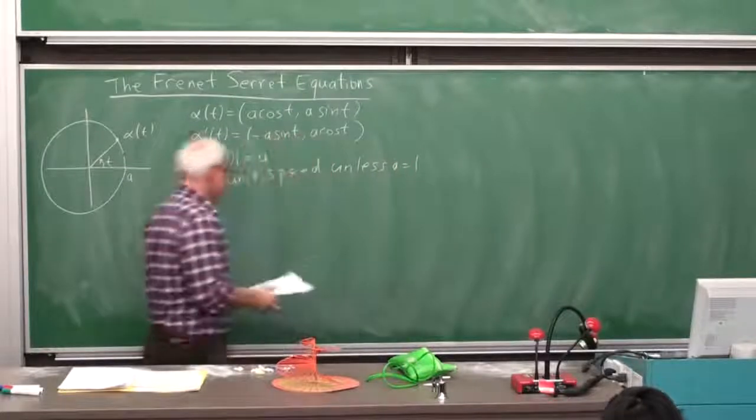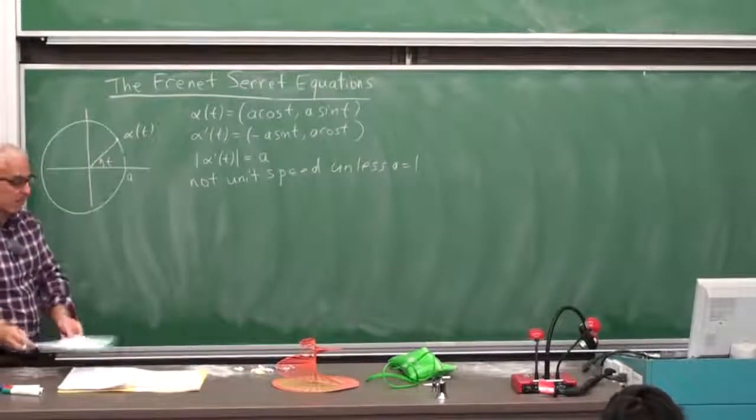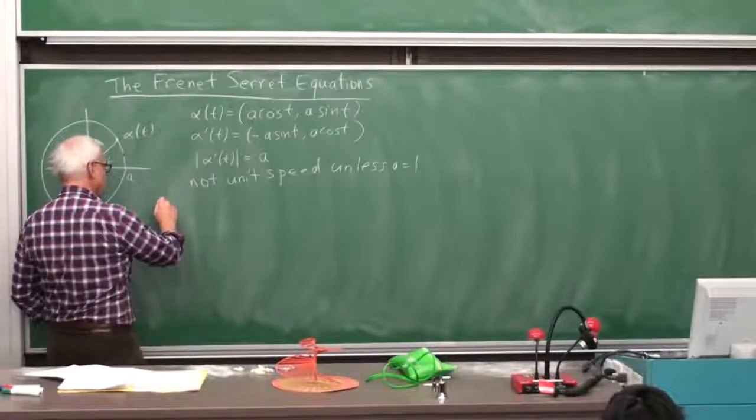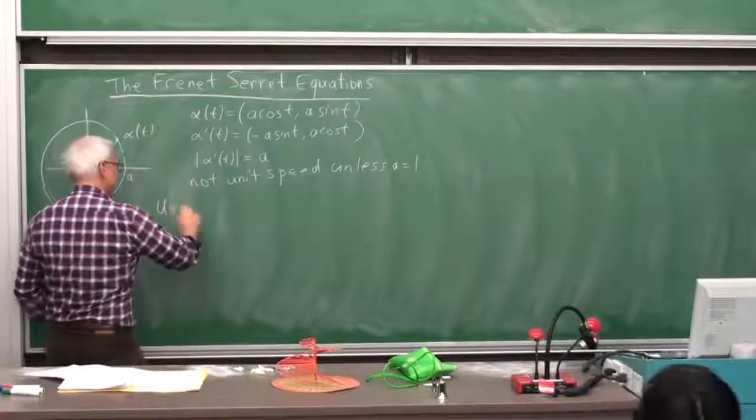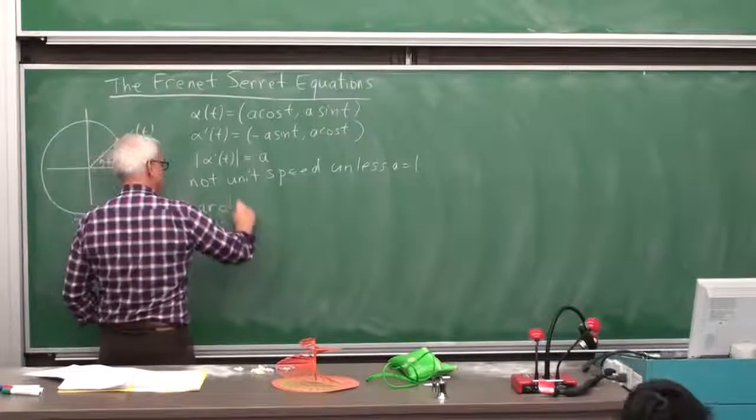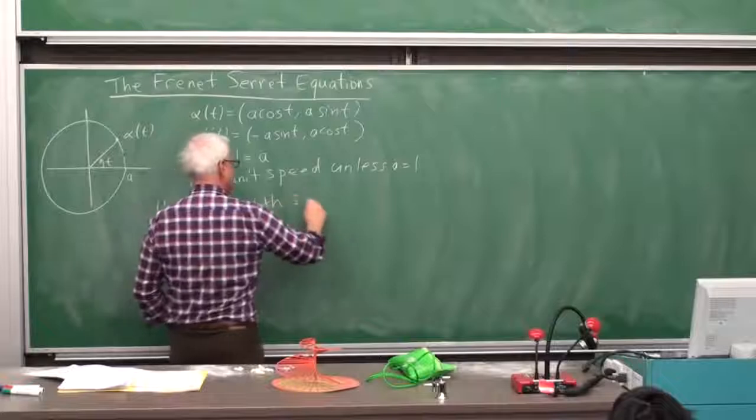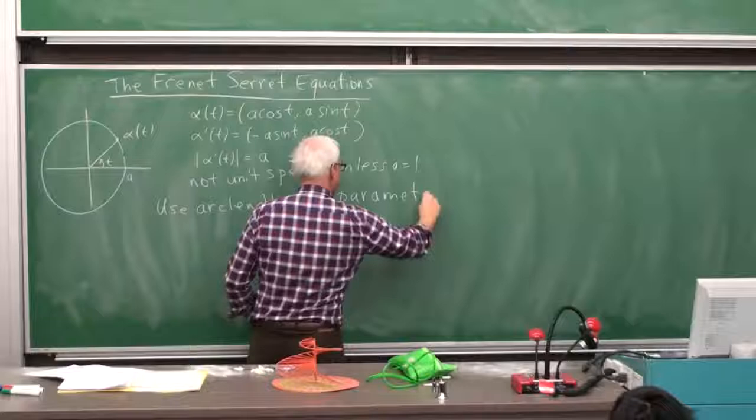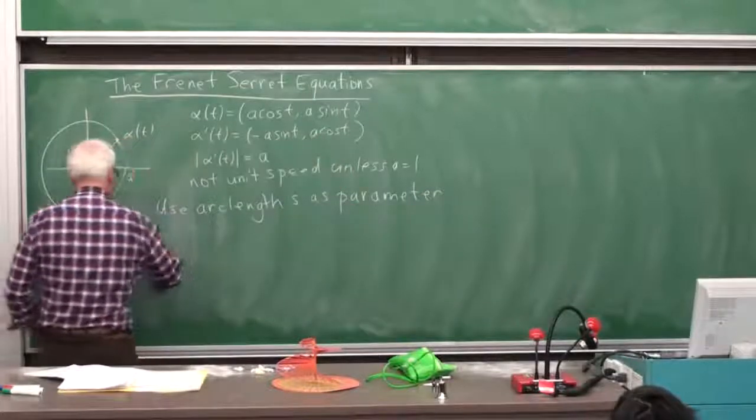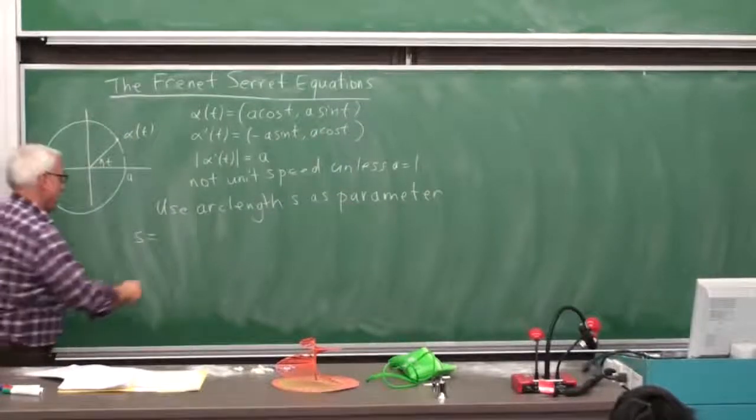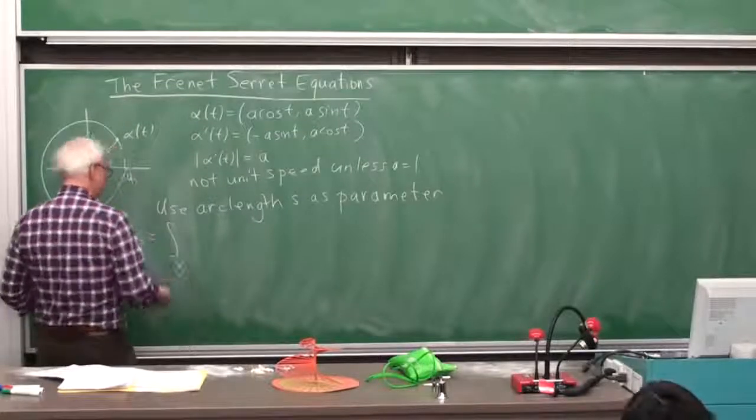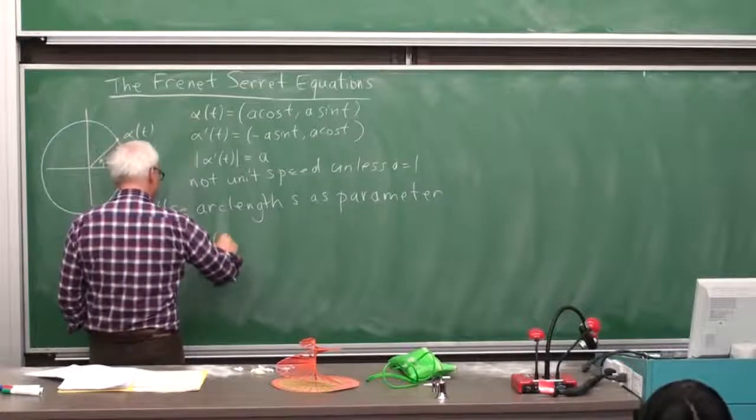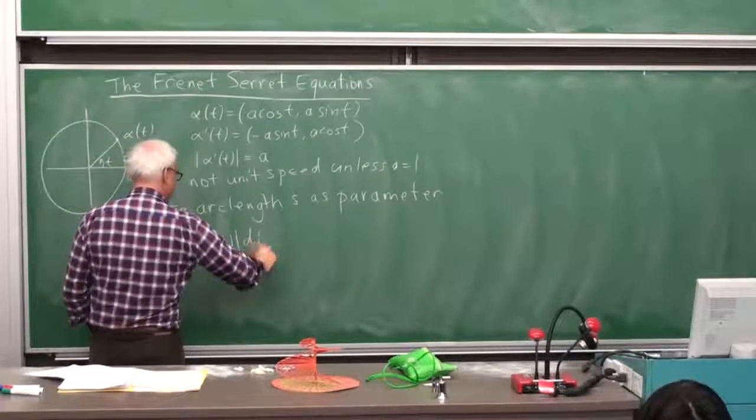unless a equals 1. Now it's often nice for us to try to reparameterize the curve. So we want to reparameterize by using arc length s as a parameter. Arc length is defined by the formula that it's the integral, over whatever part of the curve that we're considering, of the length of alpha prime of t dt.